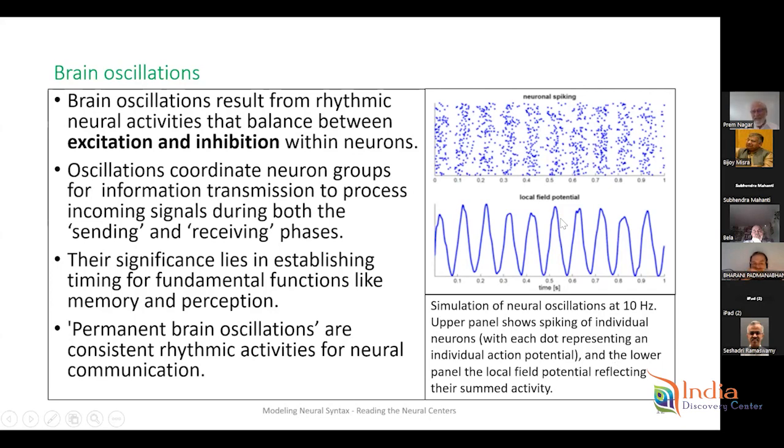Now, coming back to these images, if you look at the simulation of neural oscillation at 10 Hertz, the upper panel shows the spiking of individual neurons. Each dot represents a particular action potential. And the lower panel is the local field potential, reflecting their summed-up activity.